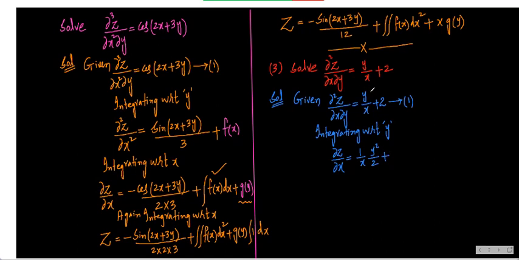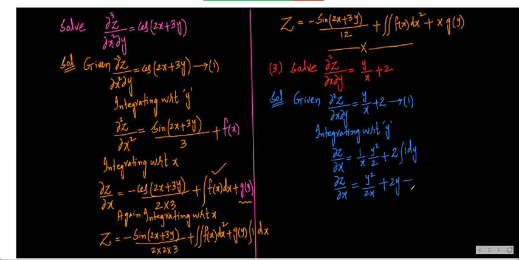The integration of y is y to the power 1 plus 1 by 1 plus 1. Yes, 2 is a constant, so the integration of 1 dy is y. Now ∂z/∂x is equal to y²/(2x) plus 2y.